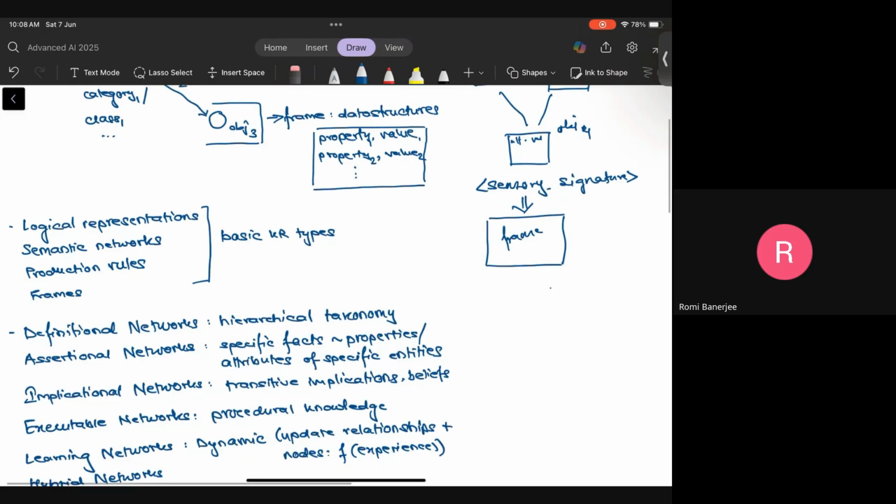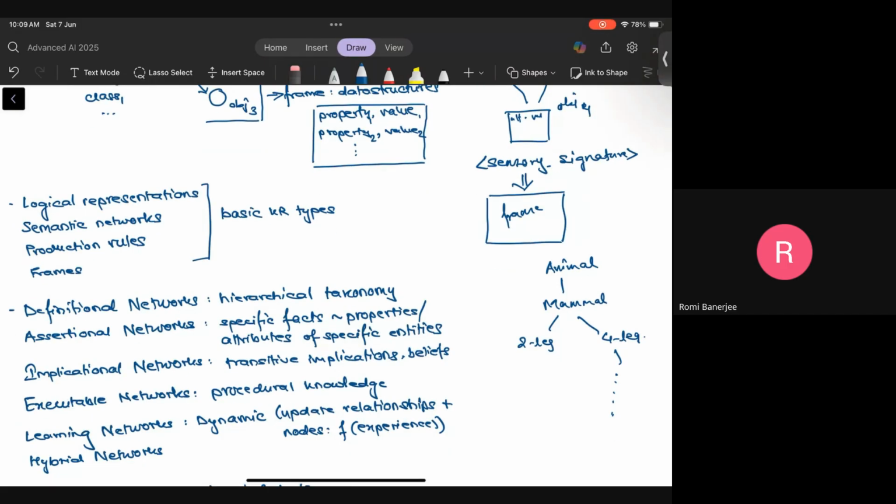Say you have animal, then you have mammal, then you have maybe two-legged, four-legged, under four-legged, and so on. Okay, so when you have a semantic network that talks about a hierarchical structure of generalization to specialization, that is when you have a definitional network. Okay, because it is giving you the broader picture of a certain concept, or the broader definitional perspective of a certain concept. After that is what we have: assertional networks.